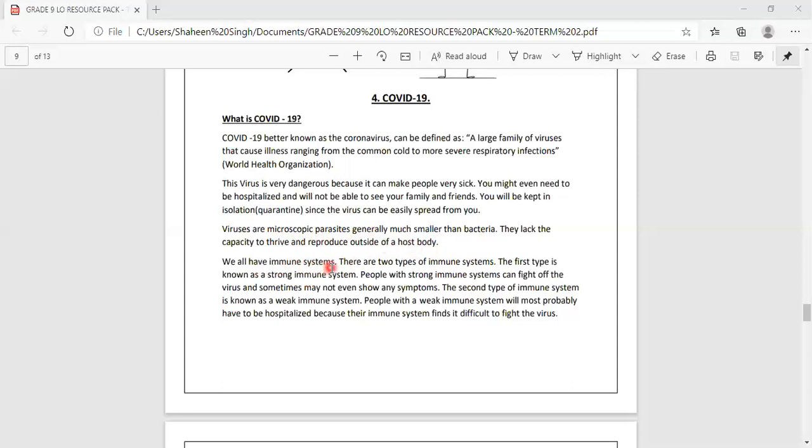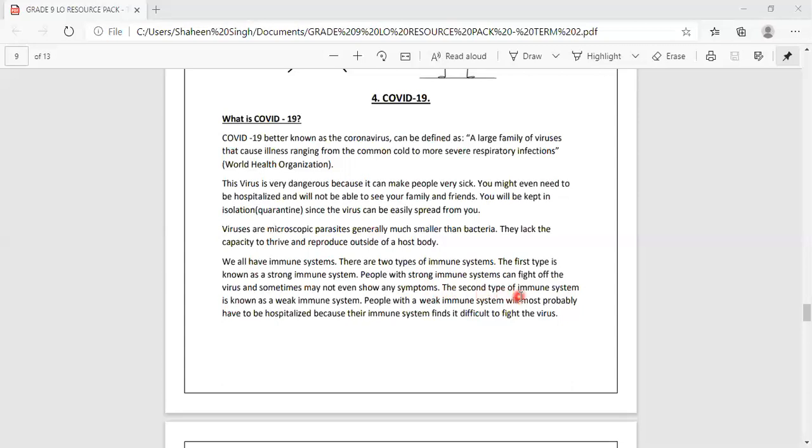And it's important to note that there are two types of immune systems, dear boys and girls. The first type is known as a strong immune system. People with strong immune systems can fight the virus off much more easily and may not even show symptoms. We may even have the virus but may not know. And these people who have the virus but do not show any symptoms until much later are known to be asymptomatic.